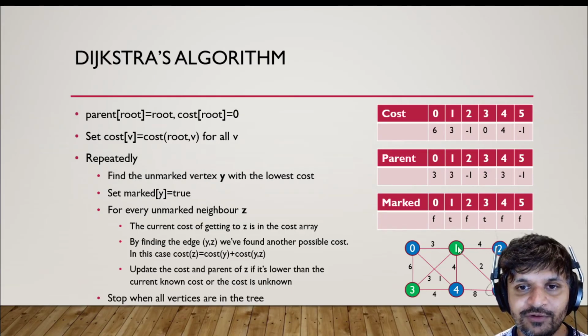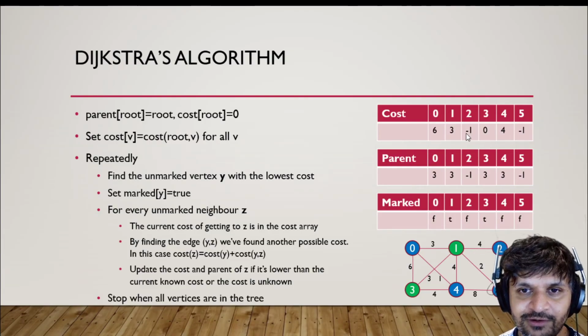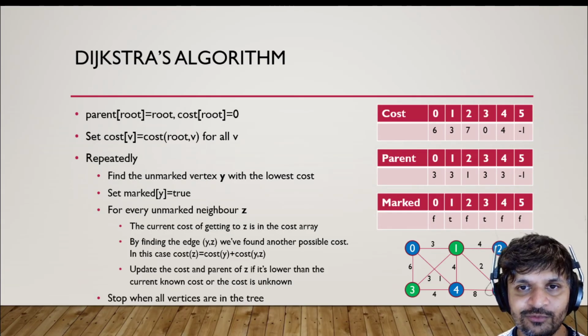Okay, let's look at the next edge, 1, 2. The cost of taking the edge 1, 2 is the cost of getting to vertex 1, which is 3, plus the cost of the edge 1, 2, which is 4. So the cost of getting to vertex 2 is now 7. My current cost is unknown, which means I have found a better cost. So I'm going to update vertex 2's cost to be 7 and its parent to be 1, because that's the vertex that the edge leads from.